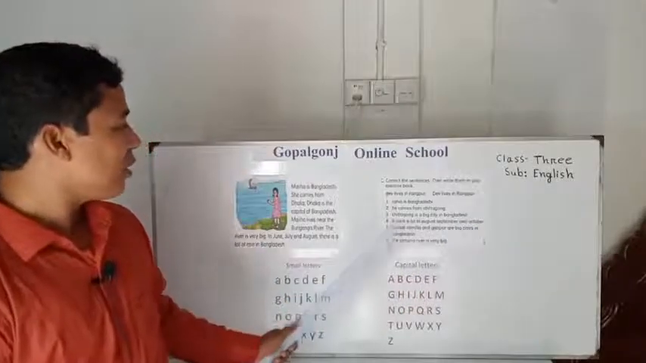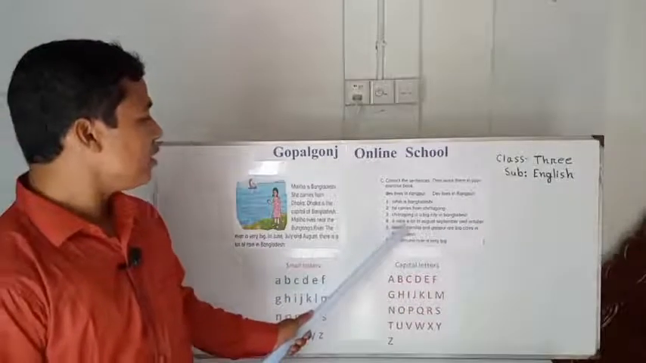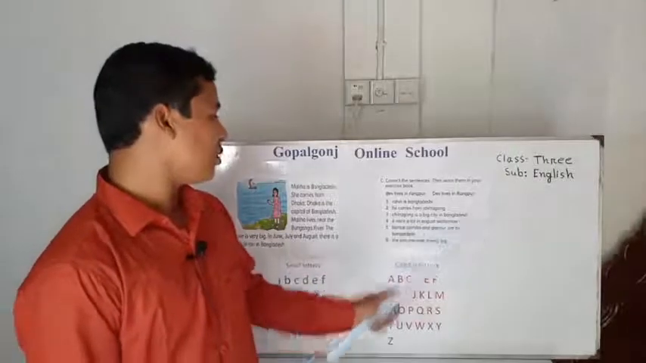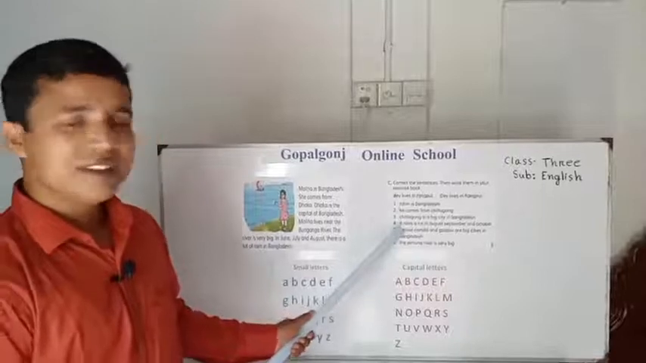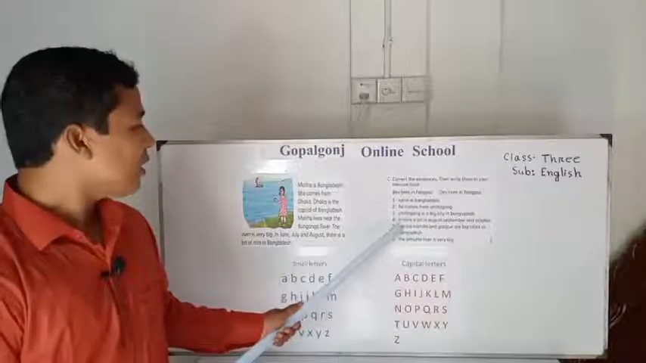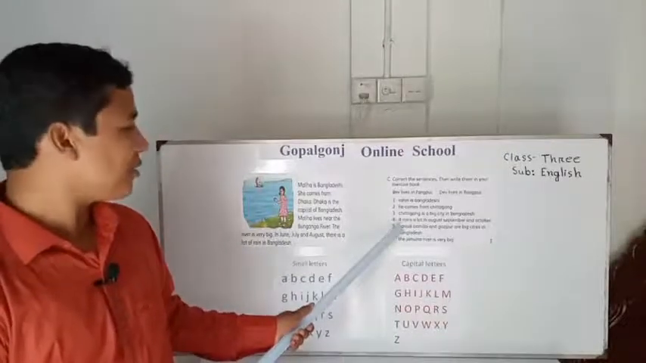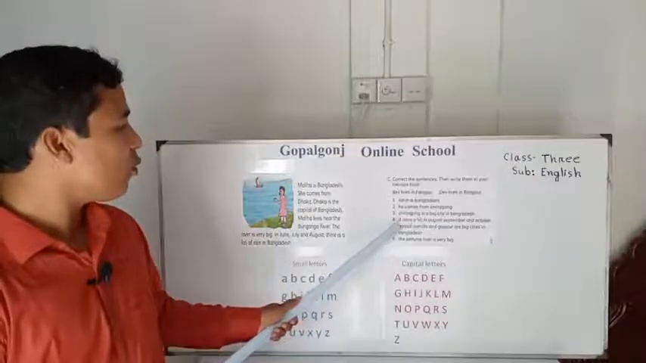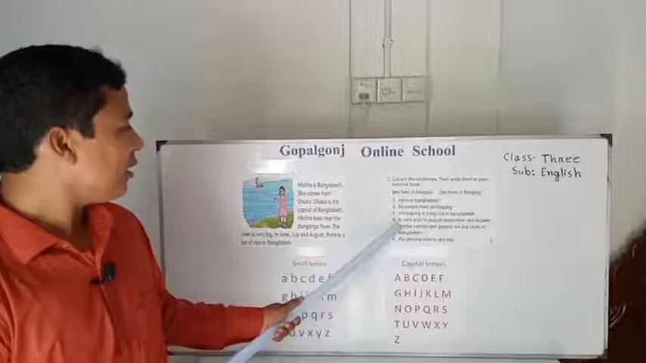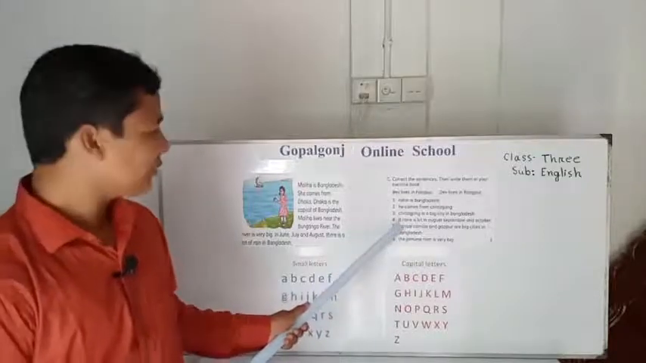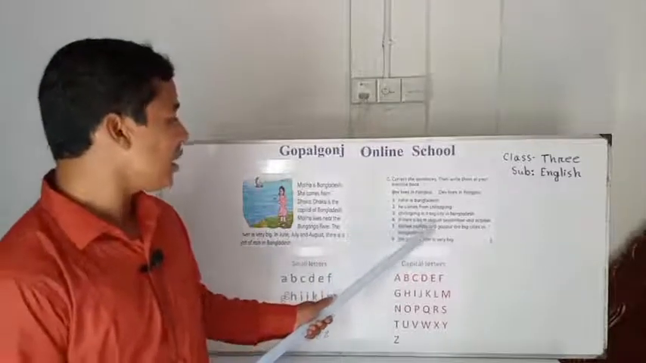Then number 4. It rains a lot in August, September and October. Dear students, look, it is not a name but it is the first word of this sentence. For this reason, we will use a capital letter. So I will be in capital letter. It rains a lot in August.